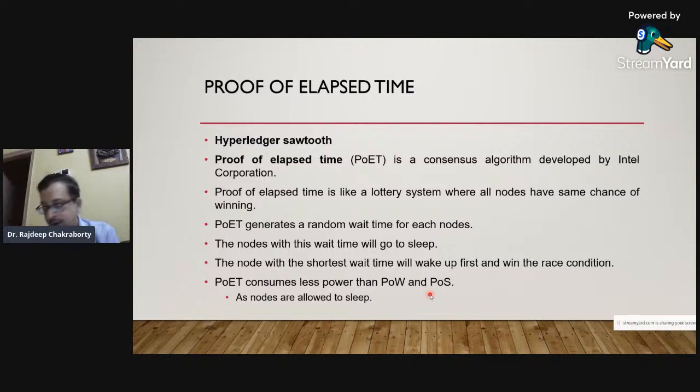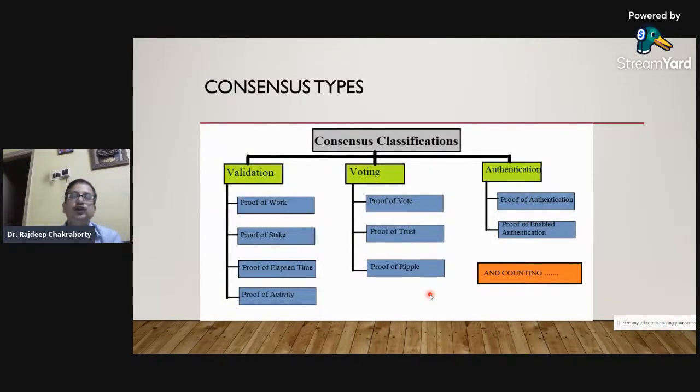Now, consensus mechanisms are classified broadly in three categories, but nowadays many other classifications are coming. One is validation based. All that I have discussed is a type of validation: proof of work, proof of stake, proof of elapsed time, proof of activity. Validation means we are validating that the block is as per the agreement of the blockchain or not.